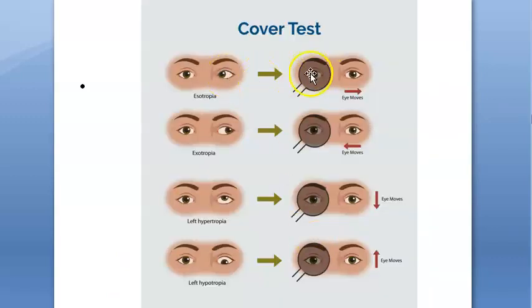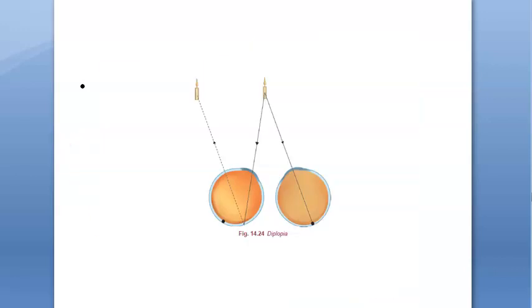Then one more test was the cover test. You cover the eye and then you observe the movement in the other eye. Okay. So basically, when you cover this eye, if this left eye is moving out, that means it was inside before, so it is left esotropia, something like that. Okay. That was the cover test.